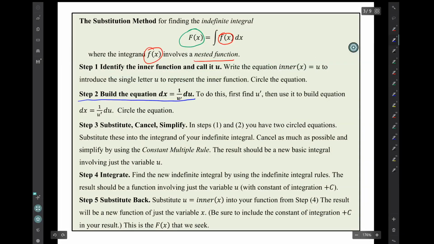Step 2 says, build the equation dx equals 1 over u prime du. To do this, first find u prime, and then use it to build the equation dx equals 1 over u prime du, and circle that equation. And I'll circle that equation in red.